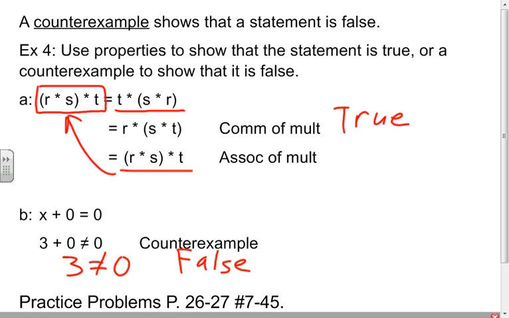Your practice problems for this lesson, page 26 and 27, numbers 7 through 45.